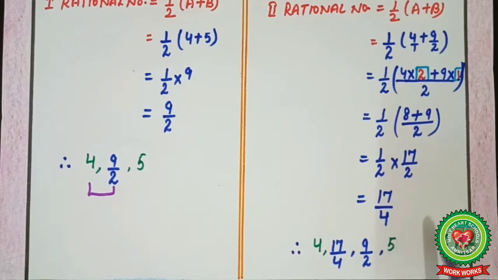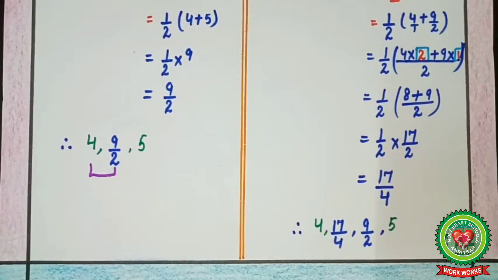Now student, you can see that we have taken these two numbers as A and B. So this number we have to insert between these two numbers, right? So how can we insert? We have to write like this: 4 comma 17 upon 4 comma 9 upon 2 comma, and the last number will be 5. So now we have found the two rational numbers between the two numbers, that is 4 and 5. That is, the answer will be 4 comma 17 upon 4 comma 9 upon 2 comma 5, right? So in this way, you have to insert the two rational numbers between the two given numbers, right?